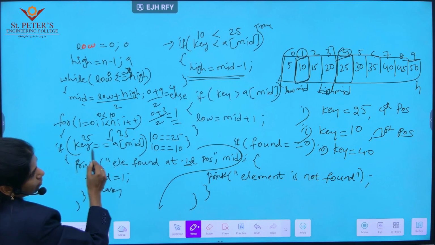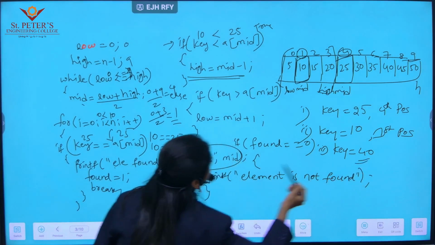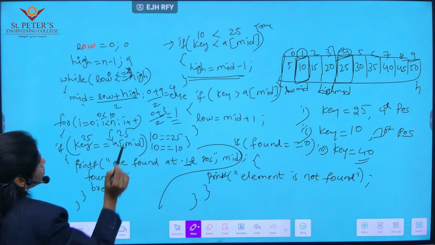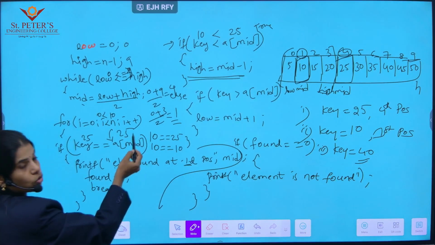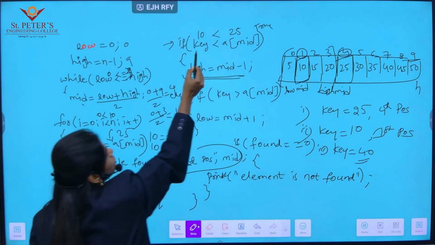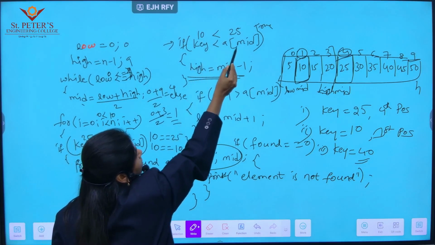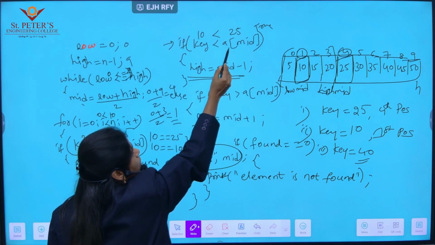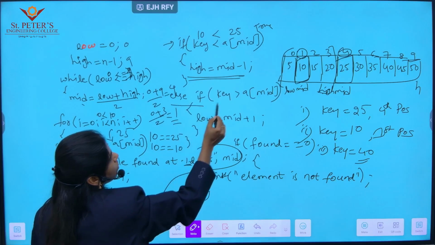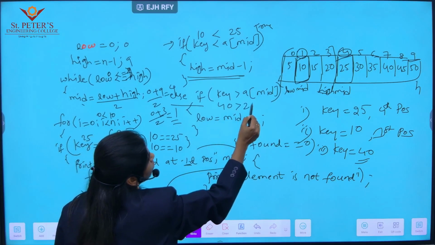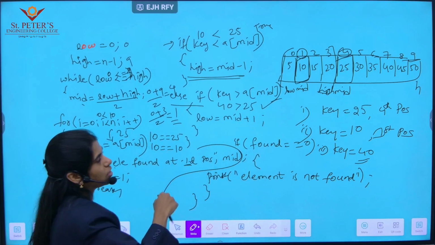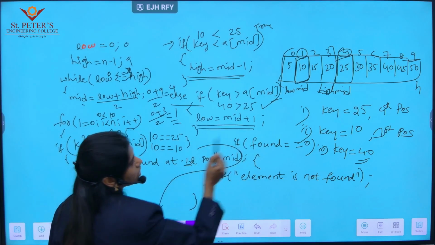What is our key element here? Our key element is 40. Is 40 double equal to 25? No, it is not true. So it goes to this if: is 40 less than 25? It is also false. Again go to else if: is 40 greater than 25? Yes, it is true. Here it is true, so this statement is going to be executed.